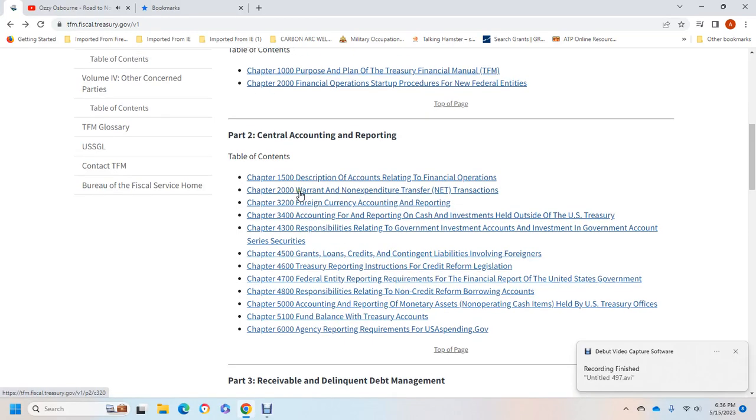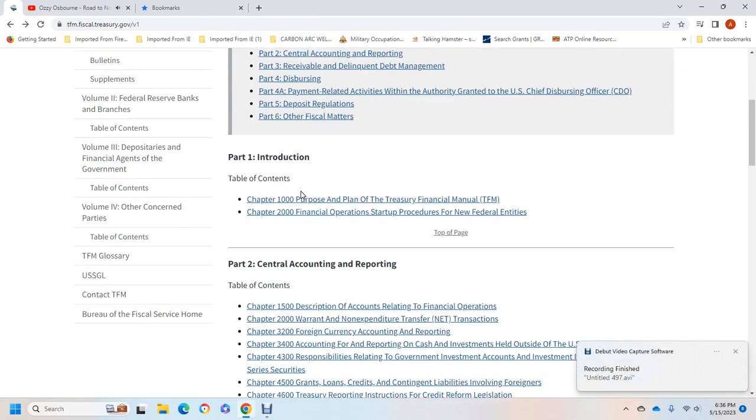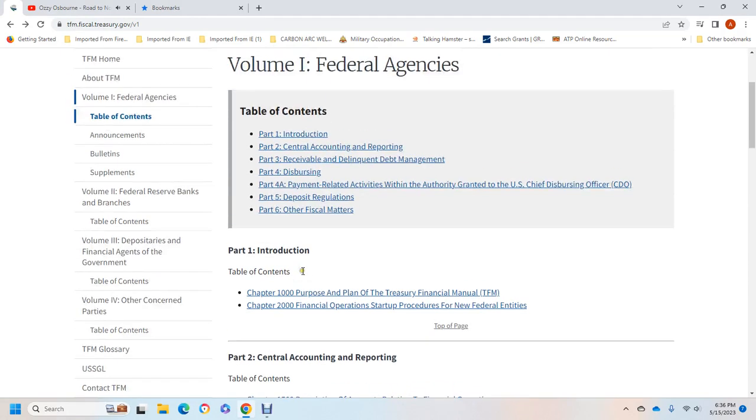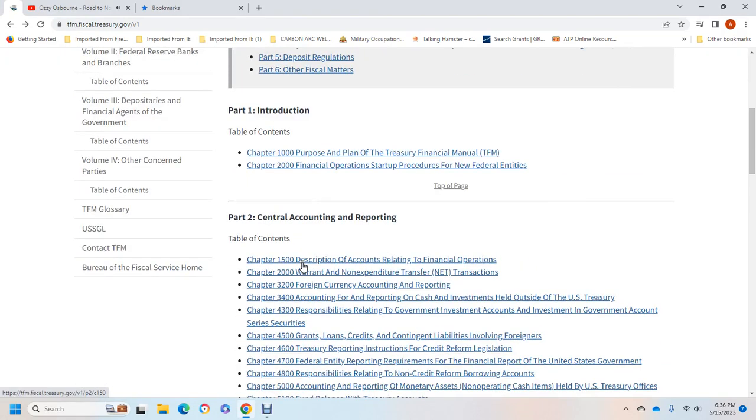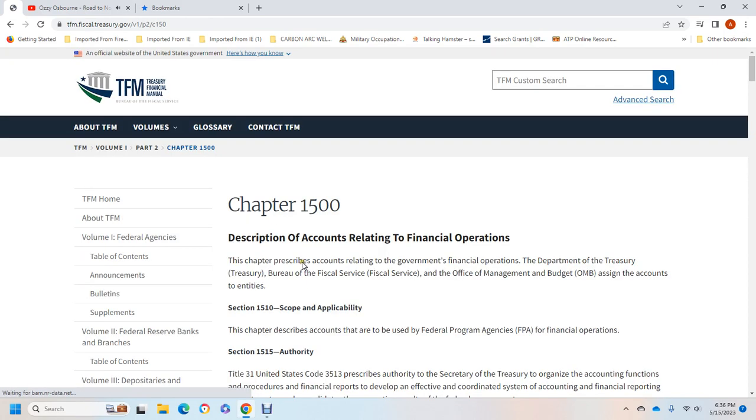Part 2, Central Accounting and Reporting of Volume 1, Federal Agency, Treasury Financial Manual. Chapter 15, Description of Accounts Relating to Financial Operation. Description of accounts relating to financial operation.